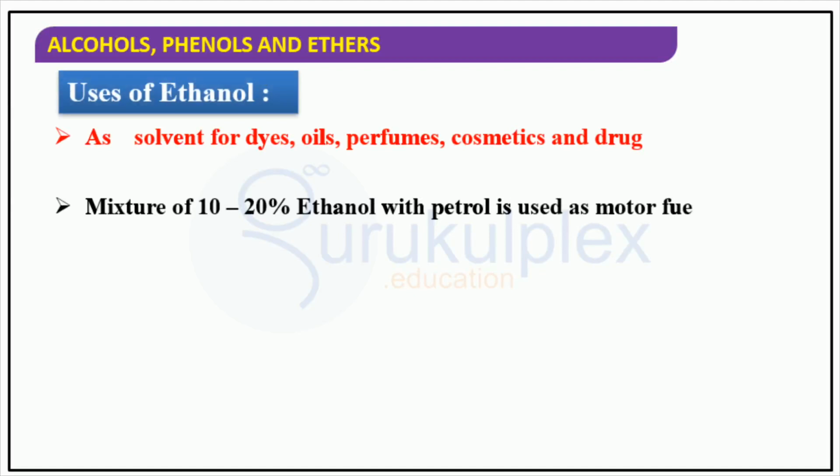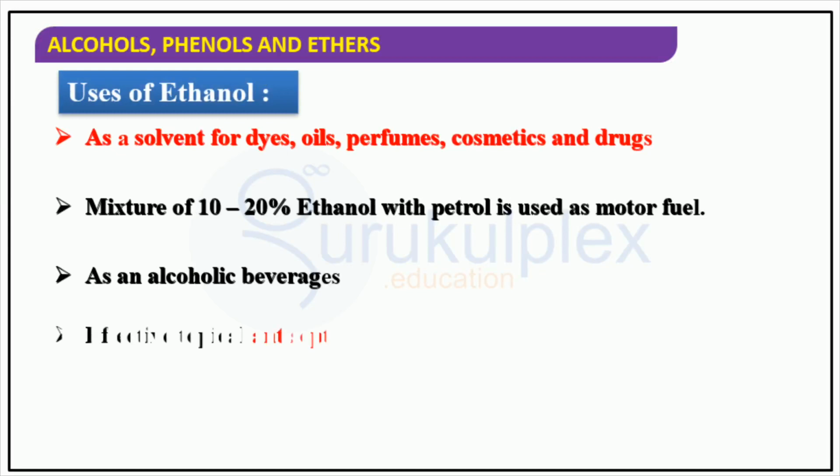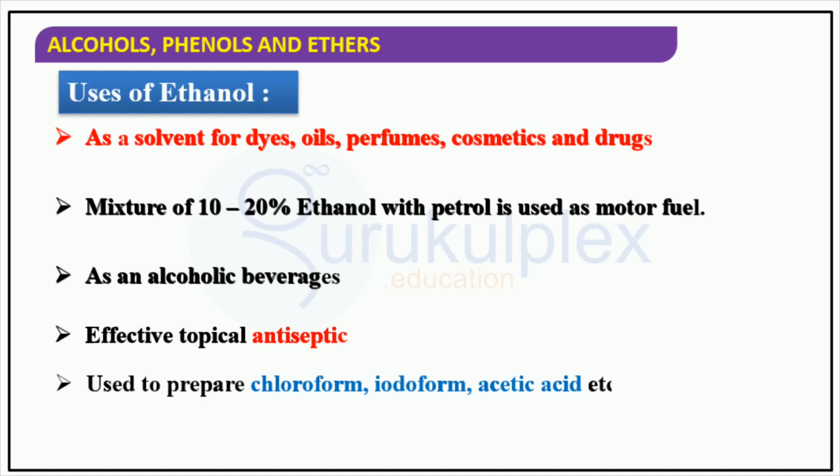Ethanol is an extremely useful and significant chemical. It can be used as a solvent in substances like dyes, oils, perfumes, cosmetics and drugs, as well as in production of motor fuel, by blending 10 to 20% ethanol and petrol, and in production of chloroform, iodoform, acetic acid and other materials. Furthermore, it has a long history of being used as an alcoholic beverage. Additionally, ethanol has numerous medical uses. It is an excellent topical antiseptic and is known to improve many skin issues.